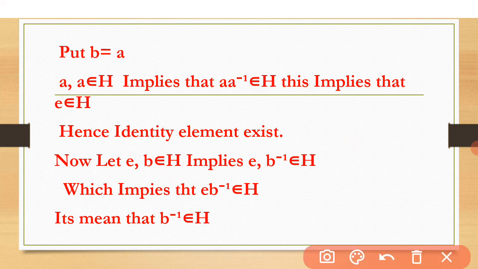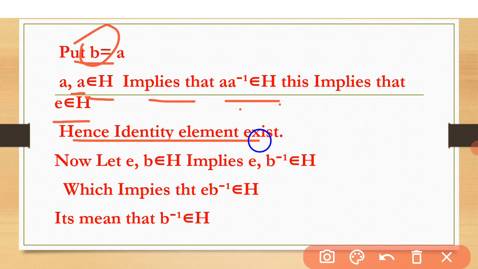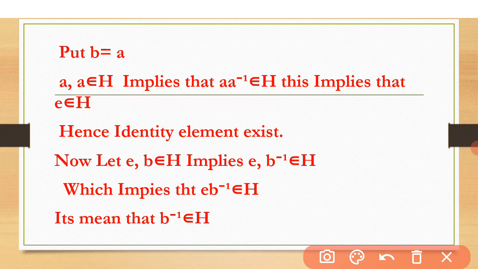Now put b equal to a. According to the given condition, in the place of b, we put a. So a, a belongs to H. This implies that ab inverse becomes aa inverse, because at the place of b, we put a. So a inverse belongs to H, and we know that if any element is operated with its inverse, it gives us the identity element. So one condition is proved: the identity element exists in H.